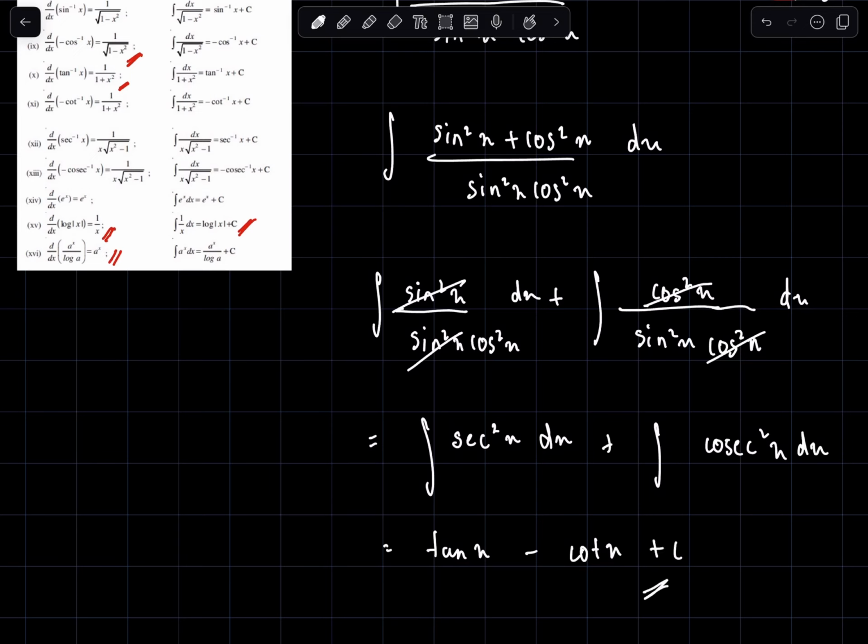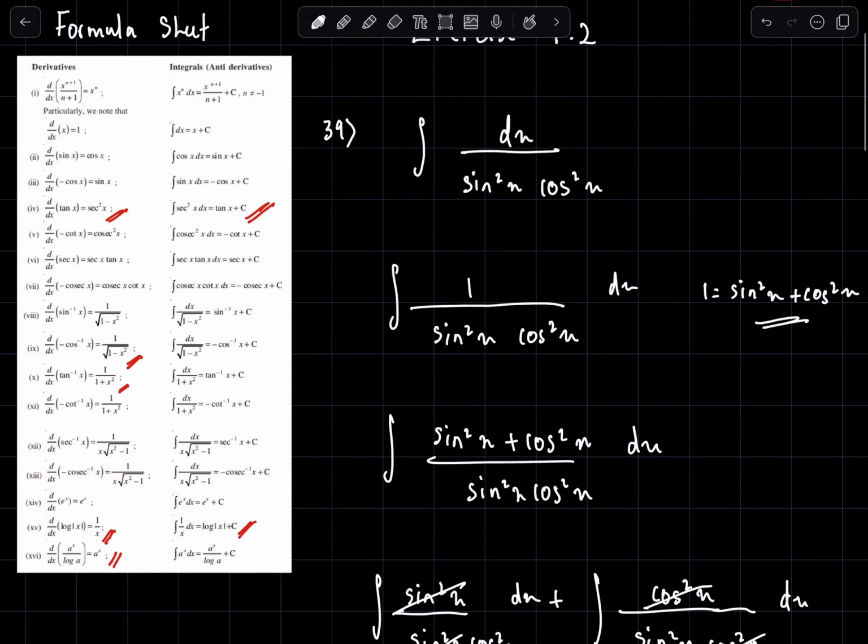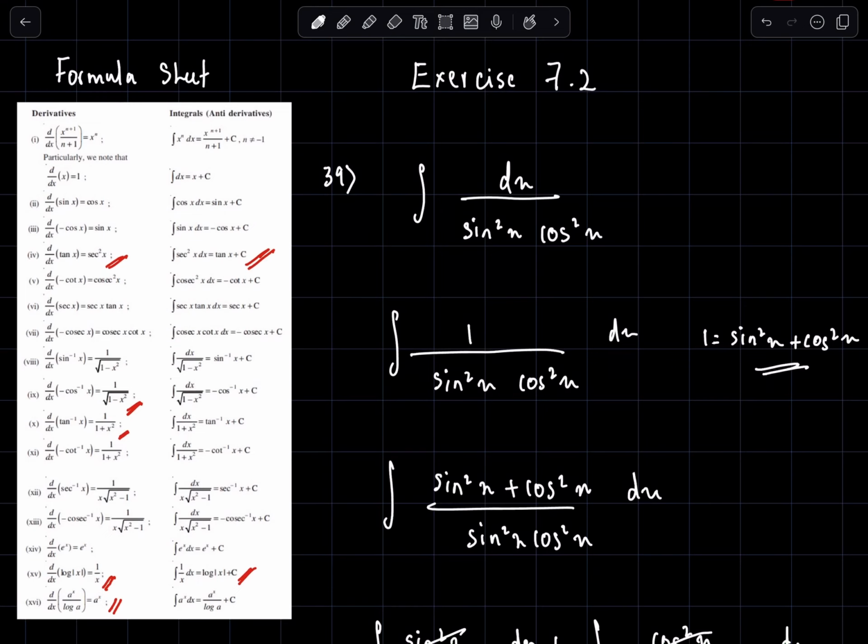Is this one of our options over there? It is tan x minus cot x. Okay, that is option B. Right, so should that be the right answer? Yes, it is the right answer. So answer is B. Okay, so we're done with exercise 7.2. We've done with all the questions.